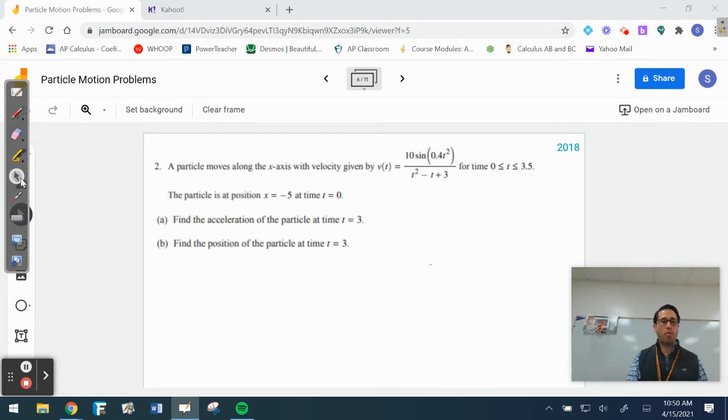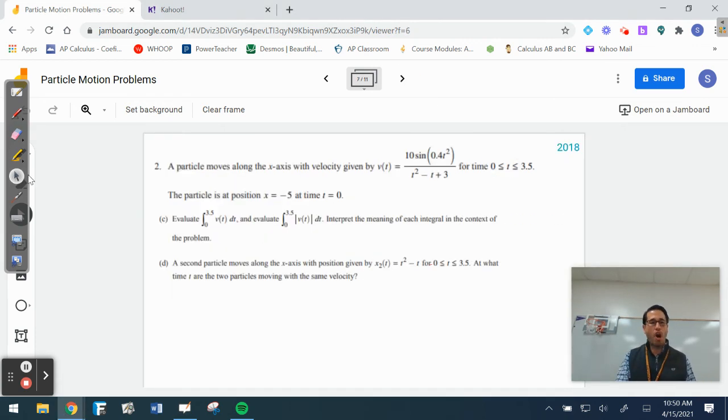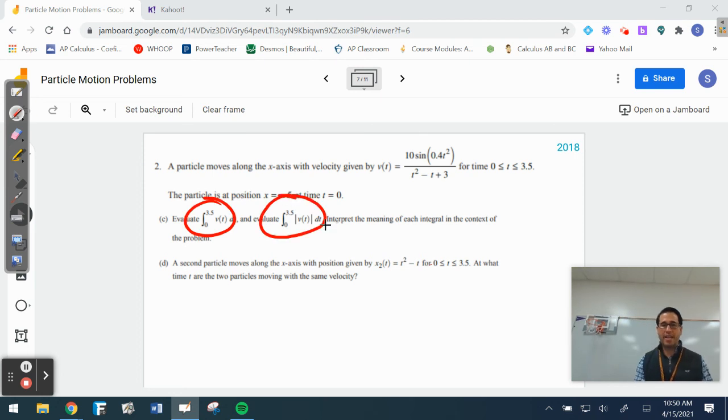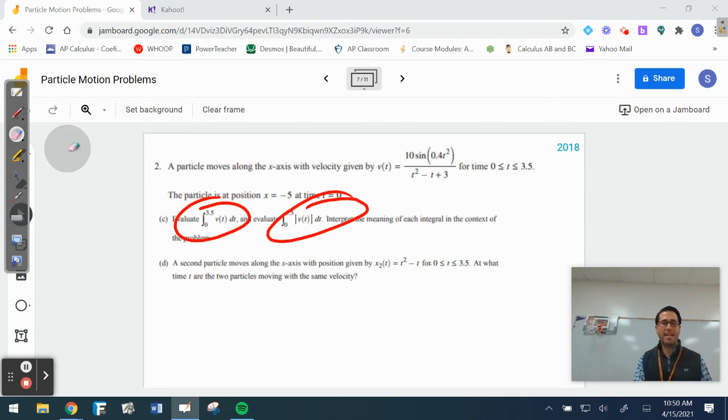Once again, so important that you're able to get these answers on your own. All right, C, they asked me to evaluate both of these guys, and they're asking me to say what it means. Hopefully you know right now, displacement, total distance. So that's it. And guess what? These are just calculator questions.